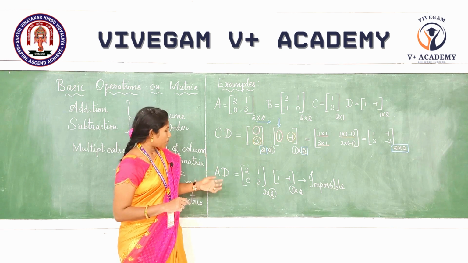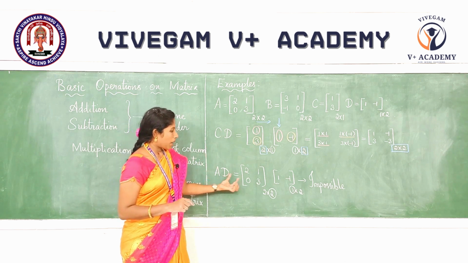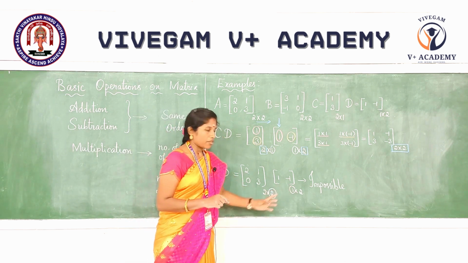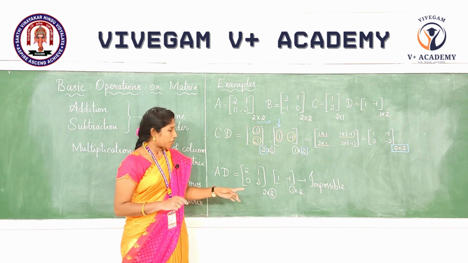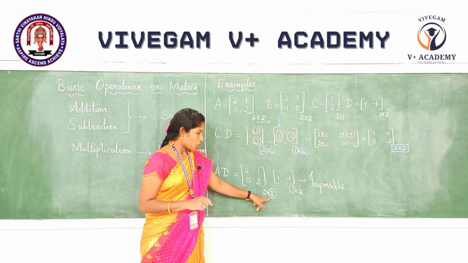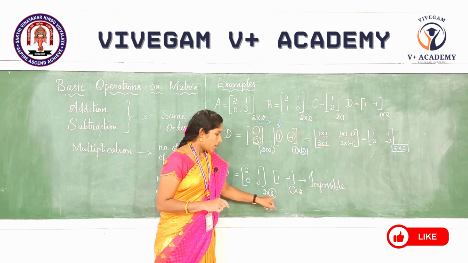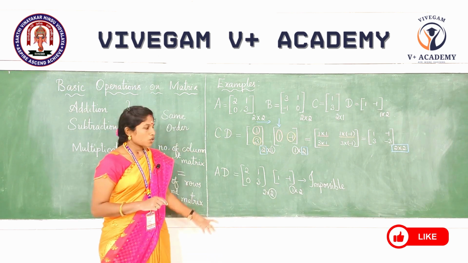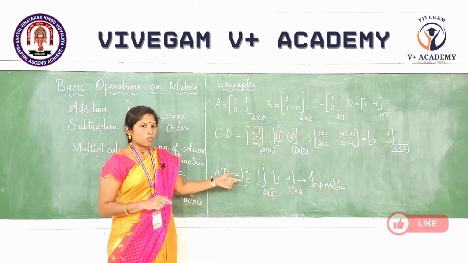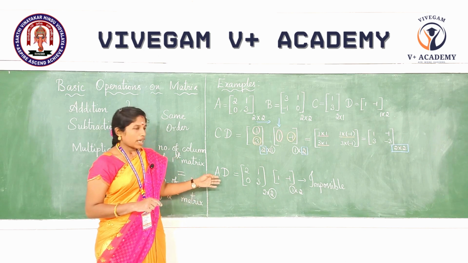Now the next example is A with D. I have written the A matrix and the D matrix. Now you have to check the condition first. Here the number of columns is 2 and the number of rows is 1. They are not equal, so the condition fails here. So it is impossible to find the product for A and D.